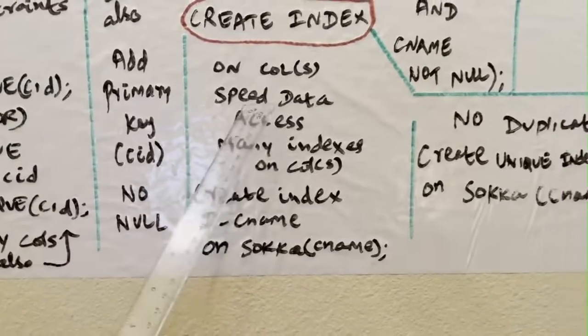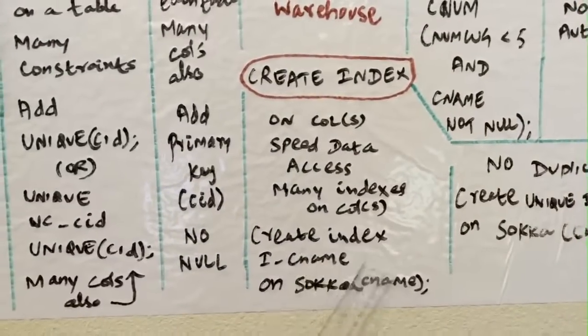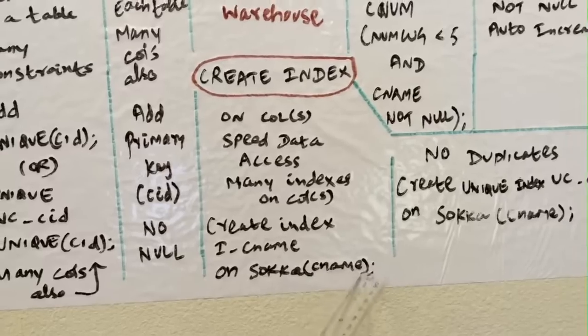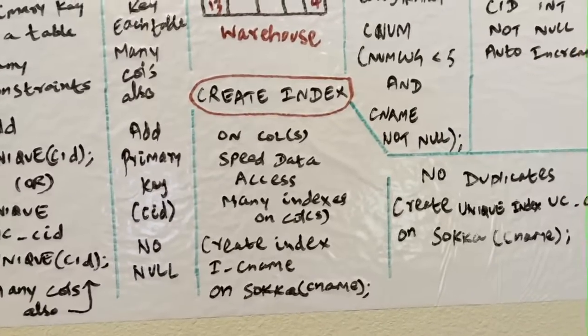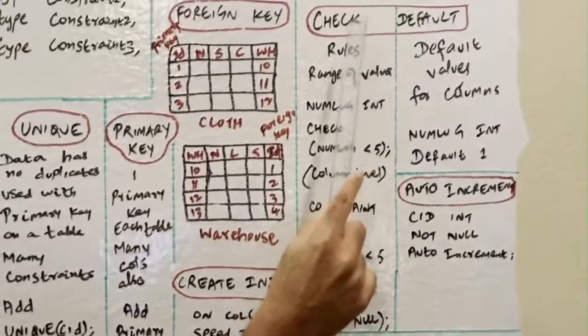So on columns, to speed up the data access, many indexes on columns. Create index, I'm creating an index on name. On soka of CNAME. You can put many columns. There could be thousands of indexes for a really million row table. Next one is check constraint.